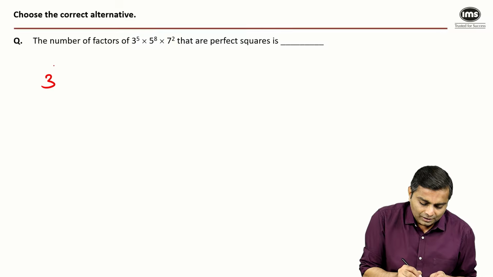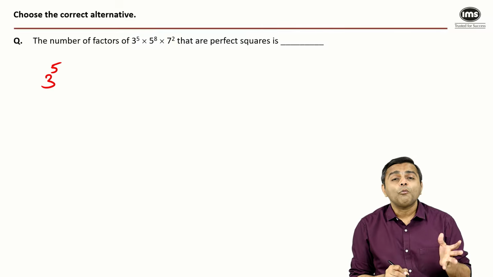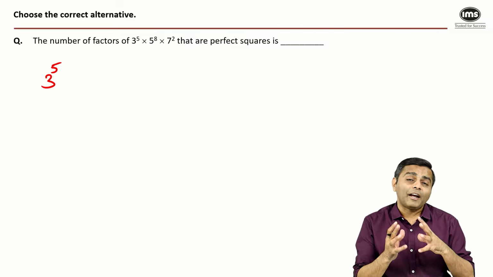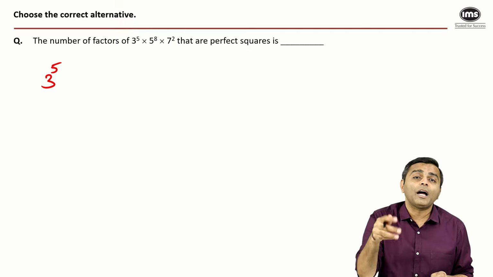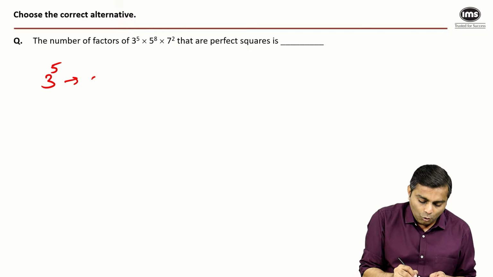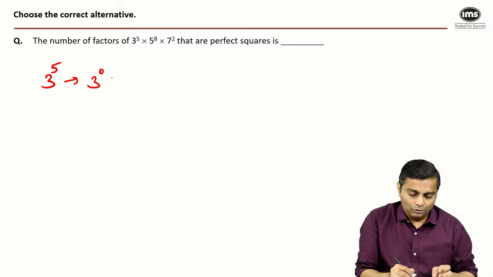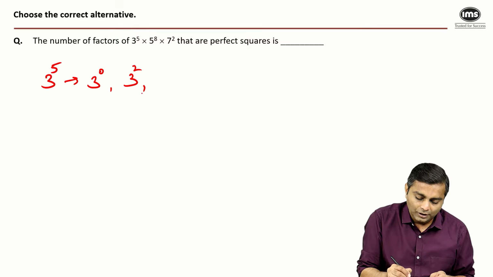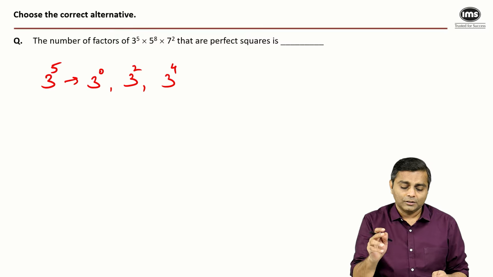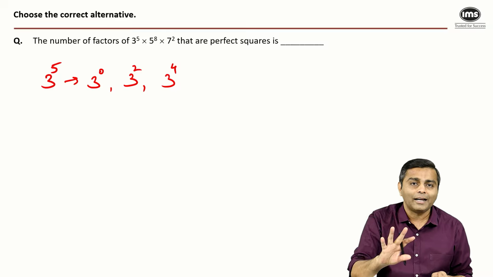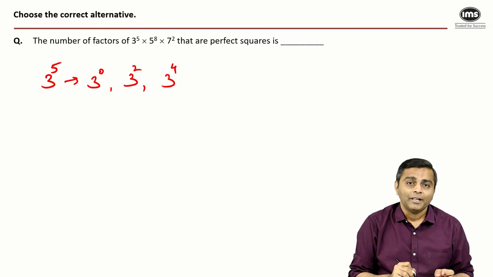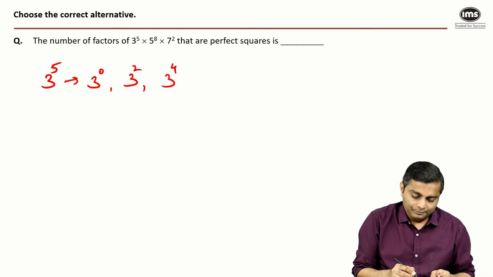So if there is a 3 raised to 5, how many factors of 3 raised to 5 are you okay to have in your perfect square? You will be okay to have no 3's at all, or you will be okay to have 2 3's, or you will be okay to have 4 3's. You can't have 6 3's because the highest is only 3 raised to 5. Any of this, we are okay.